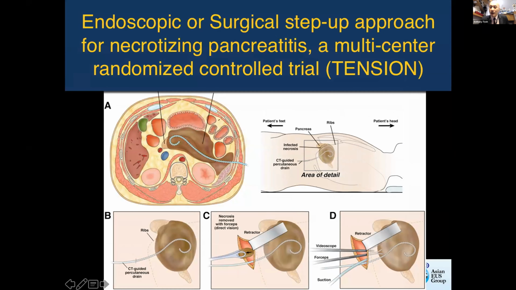And then this trial compared a percutaneous versus a transgastric step-up approach. So a transgastric approach is via the stomach, from stomach to here, whereas the surgical step-up is a left retroperitoneal approach. So a small incision open over the left side, followed by removal of all this necrotic material.